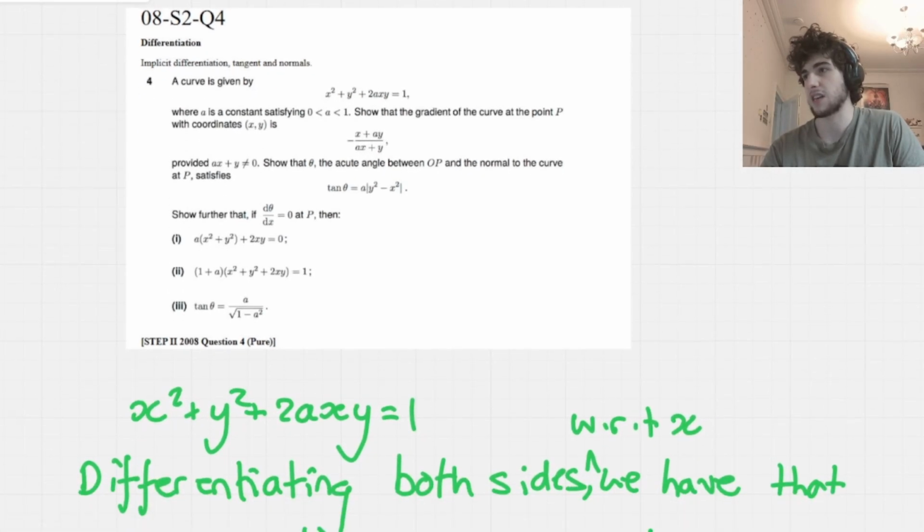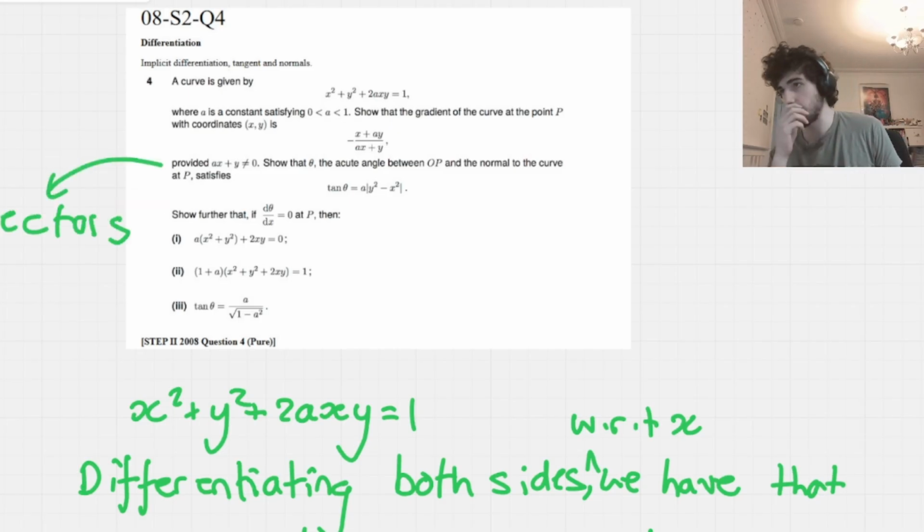Right, and now we need to show that theta, the acute angle between OP and the normal to the curve at P, satisfies this requirement. Tan theta is equal to a mod y squared minus x squared. Okay, so effectively, one way I think is useful to think about this is using vectors. A lot of people don't like vectors, but they are quite useful, I think, especially in this scenario here.